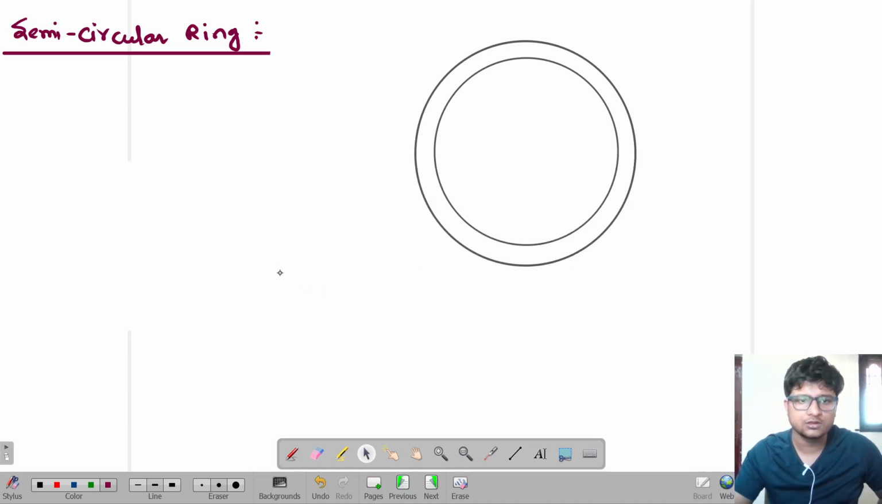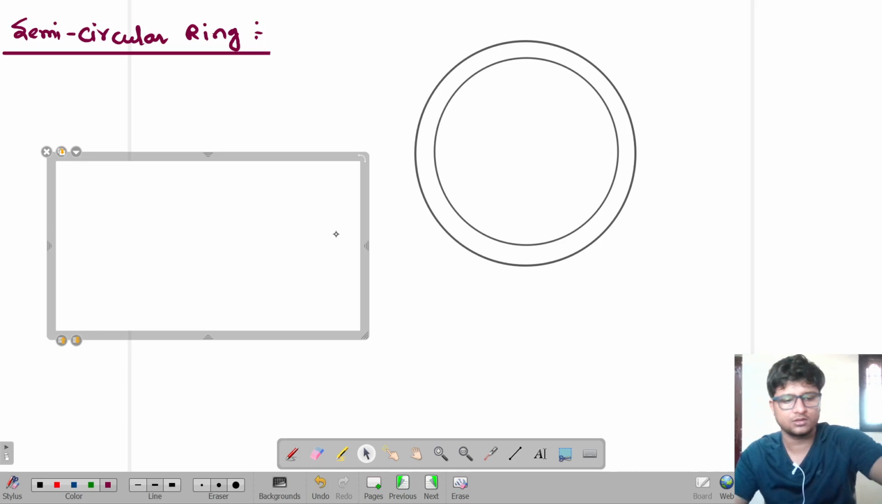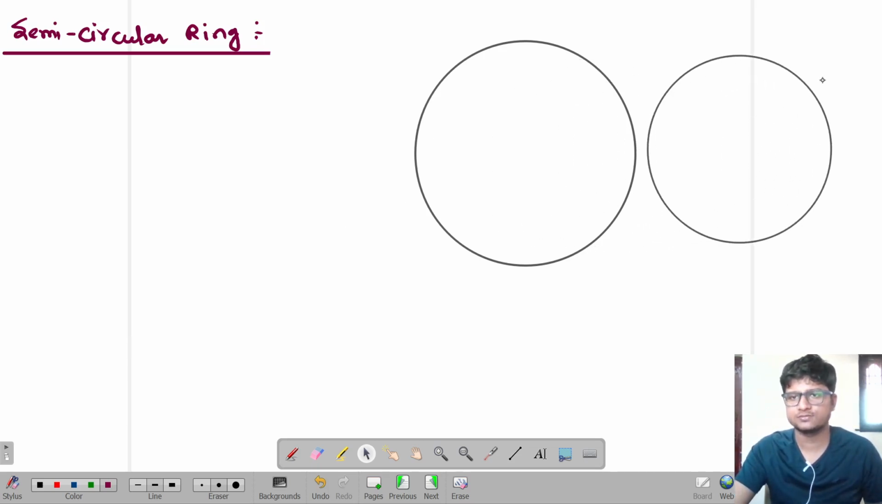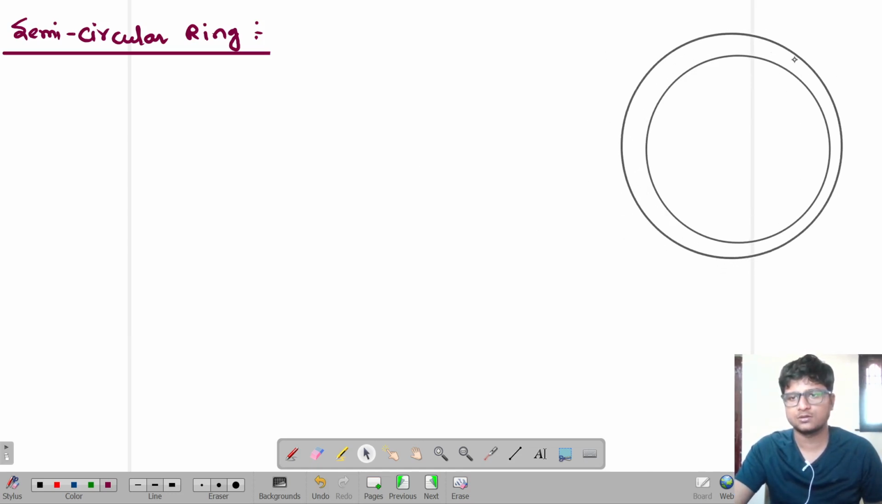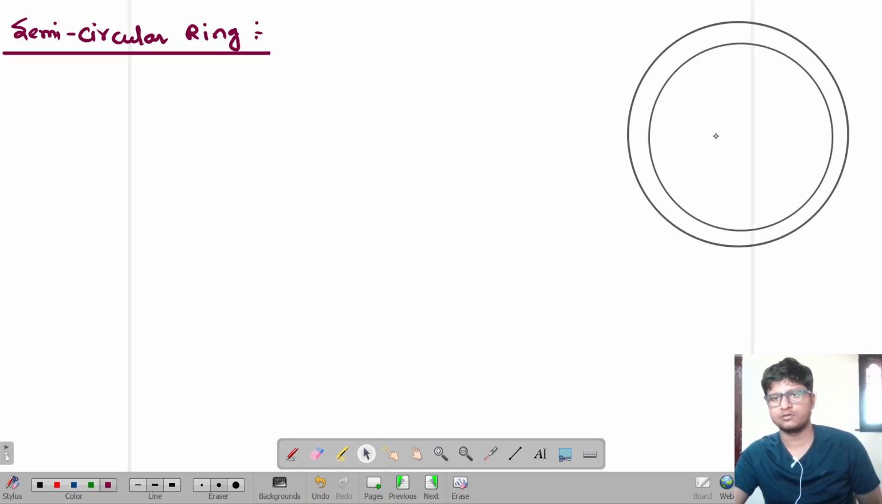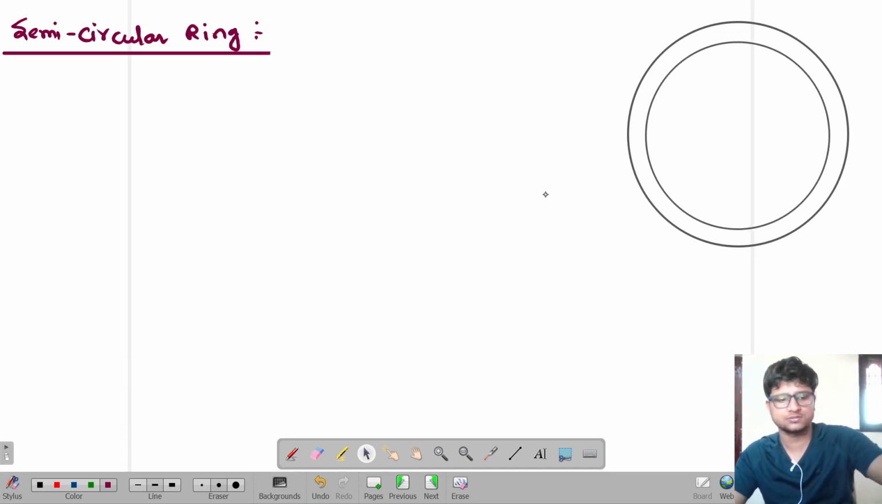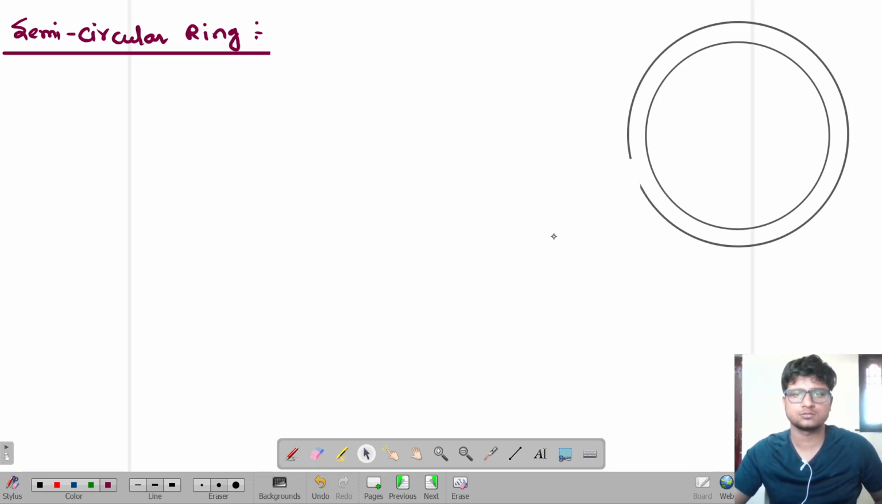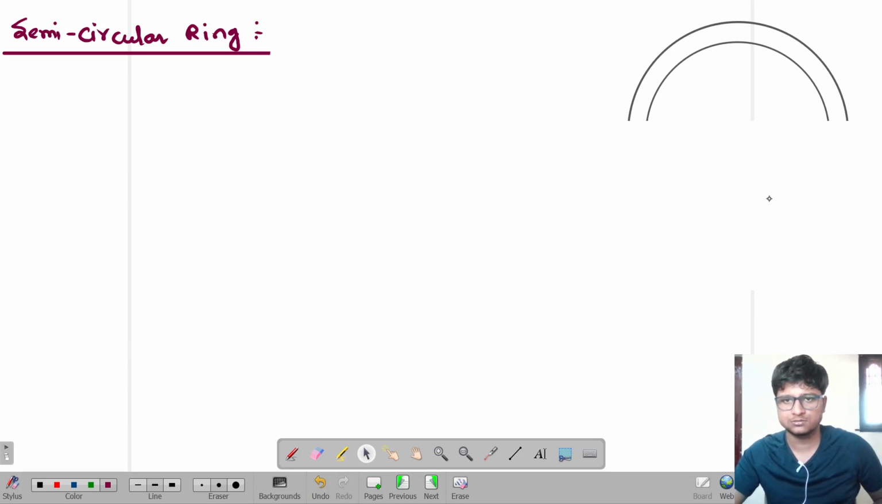So 1 minute. Let me just bring it over here. So this is my ring, and I want to find its center of mass. So this is my shape of the semicircular ring.